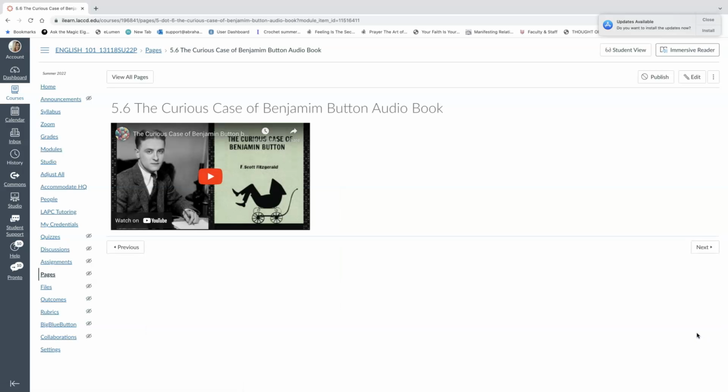I have also included the audiobook of Benjamin Button for you, so you can listen to it while you read your short story. If some of you like to listen while you read, this is a really good way to do it. So this is the audiobook for you.